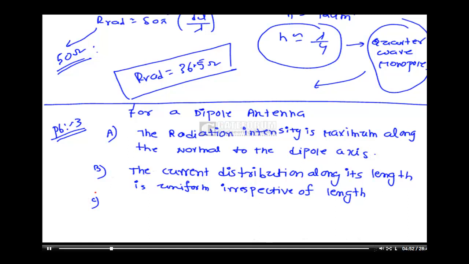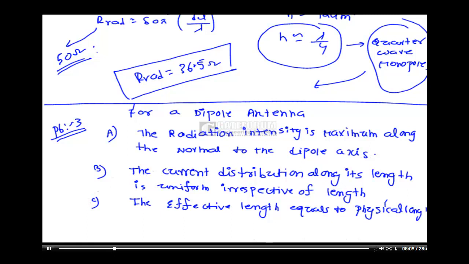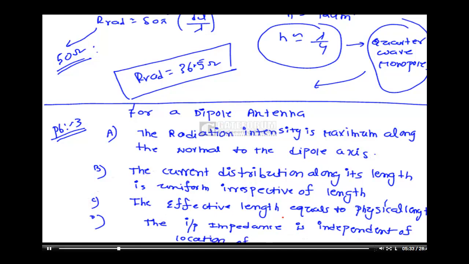Option C, the effective length equals physical length. Option D, the input impedance is independent of location of feed point. So these are the four options given for this question.